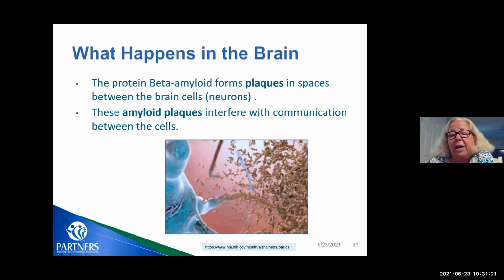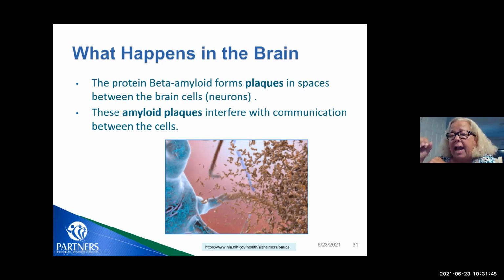And I have a much better picture here from the National Institute of Health. And these are some of the best pictures I've seen so far as explaining it. And they're color highlighted so you can really see it. One of the proteins that act abnormally in Alzheimer's is called beta amyloid. And what happens when beta amyloid starts acting abnormally, it forms plaques in between the brain cells.